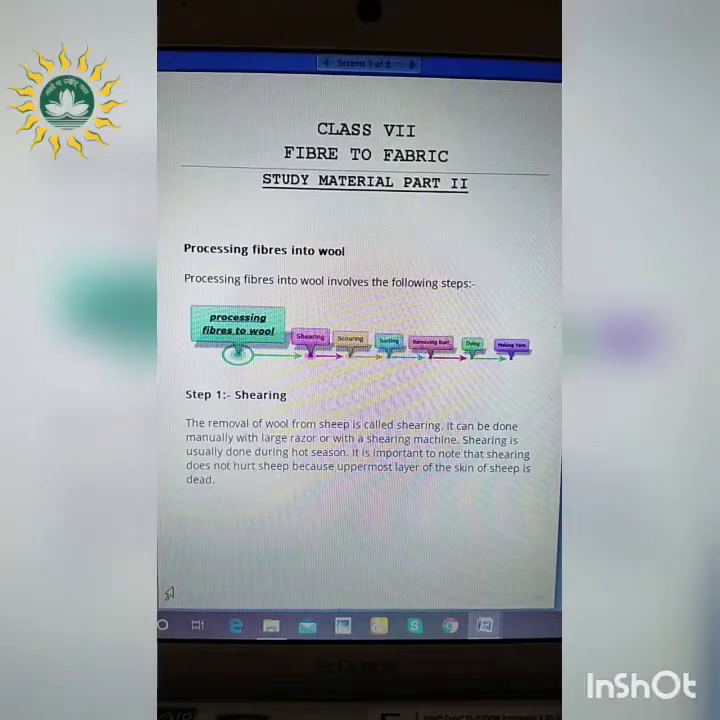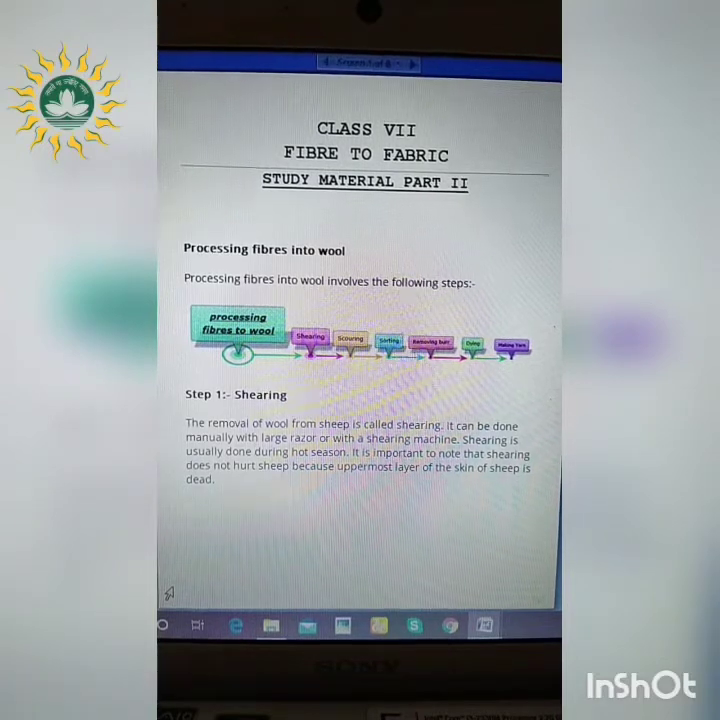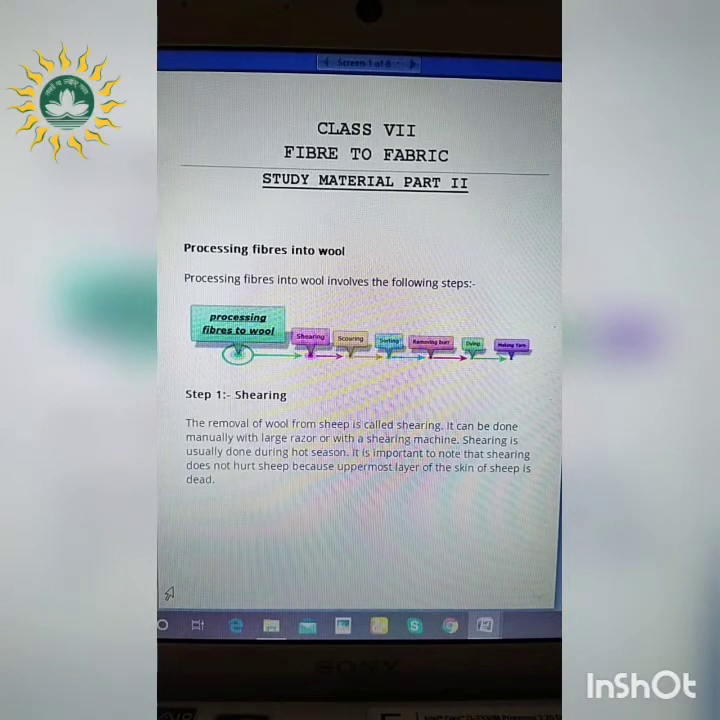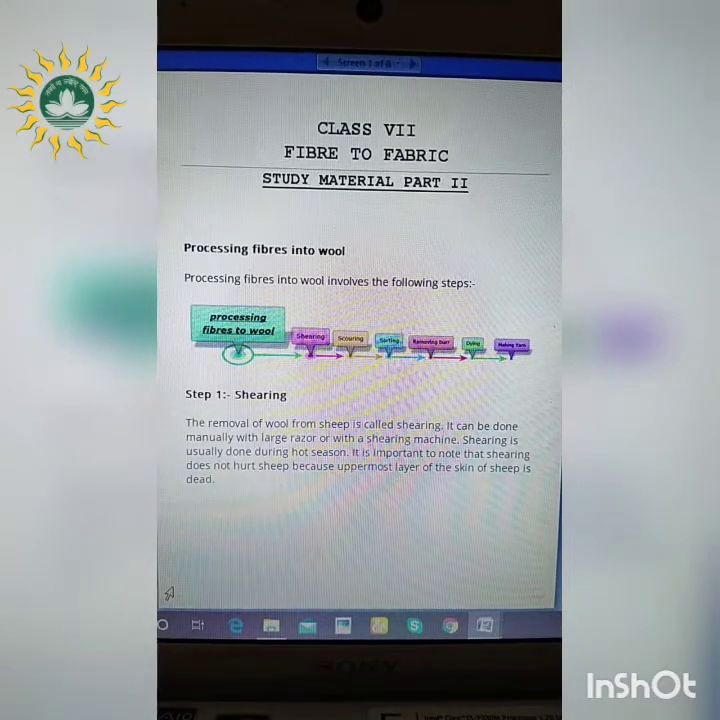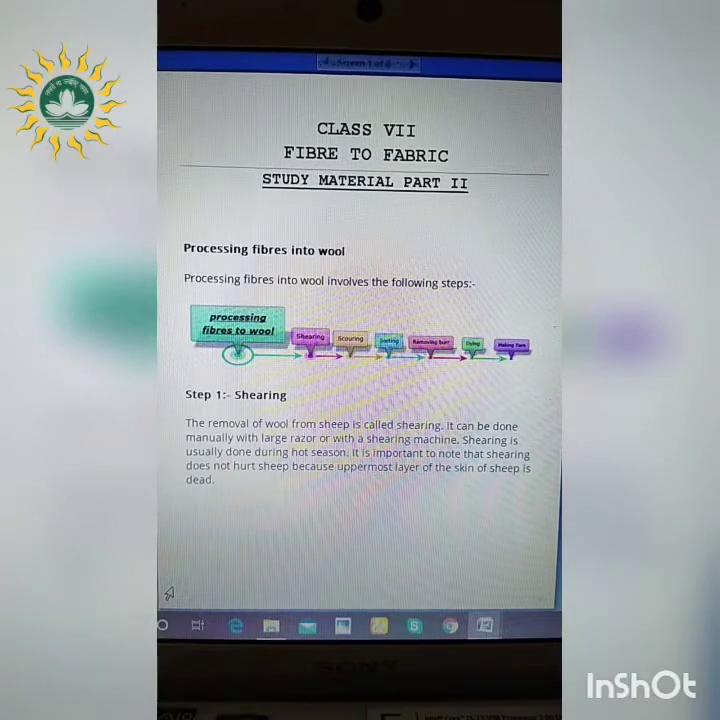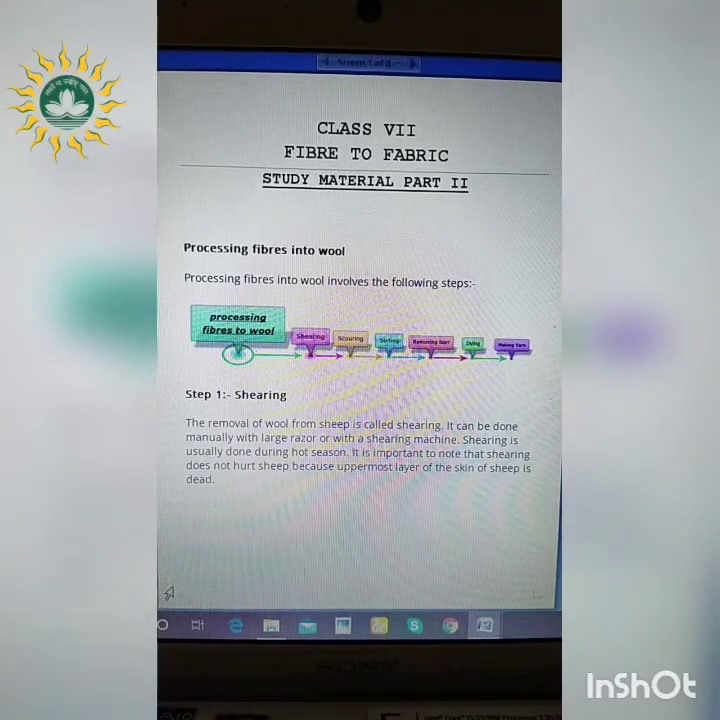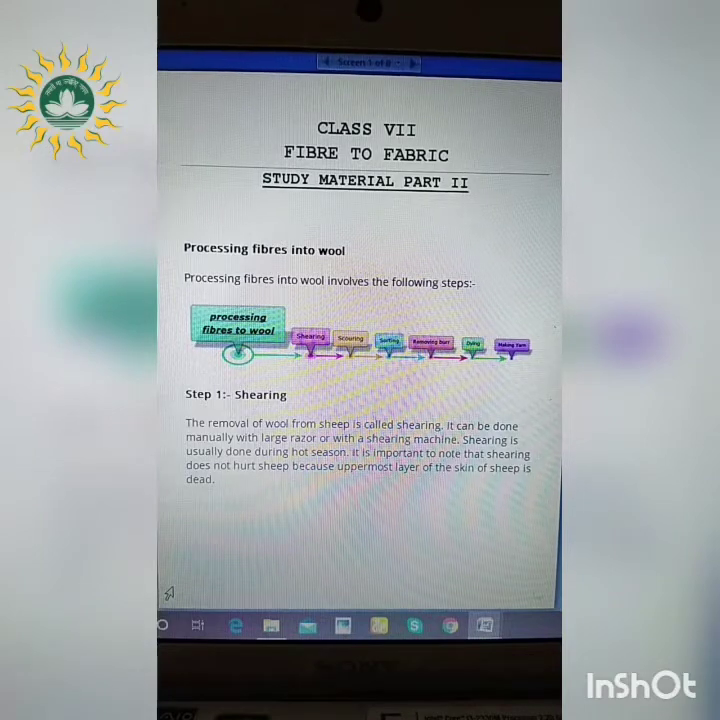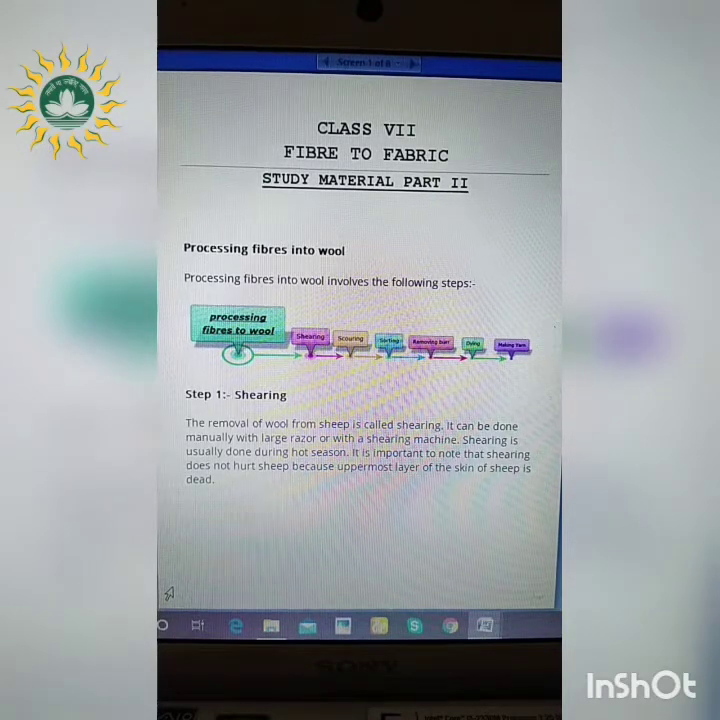Okay, so we'll start with our online lesson for today. In the last class, we studied the different types of fiber, right? The natural as well as the synthetic fibers. As I have mentioned, in this lesson you have two natural fibers, such as wool and silk. In the last lesson, we studied different types of wool and the process of rearing of the wool, right? So today we will start with the next part of our chapter.